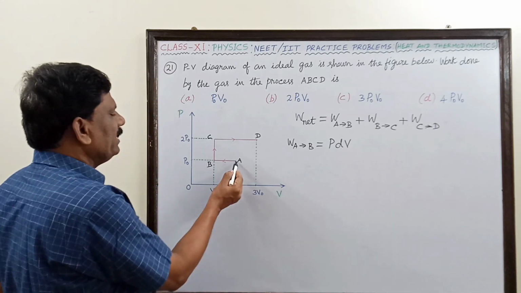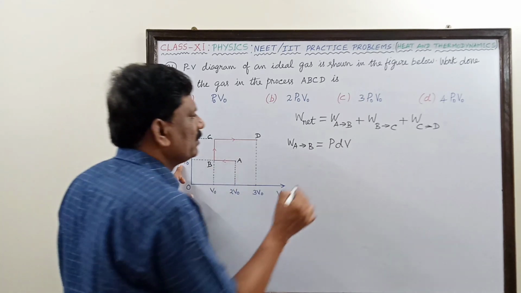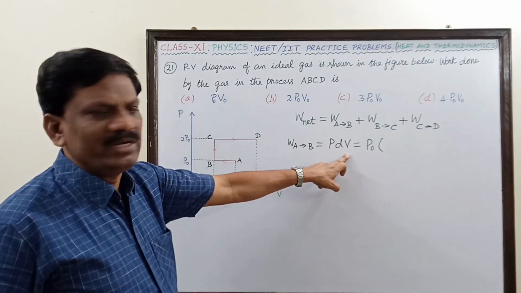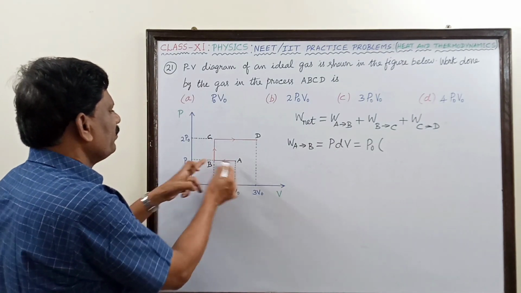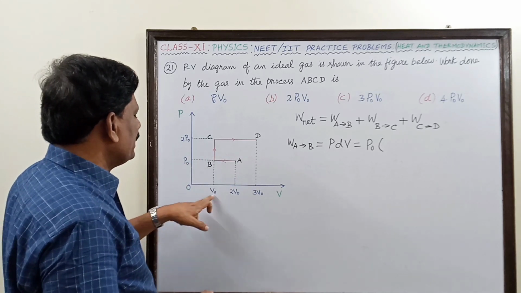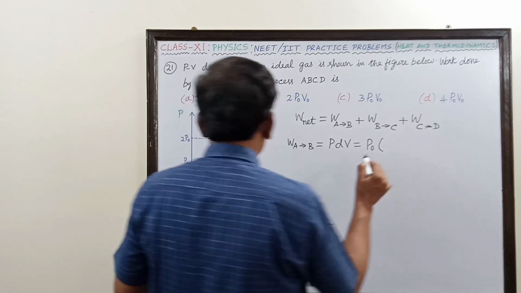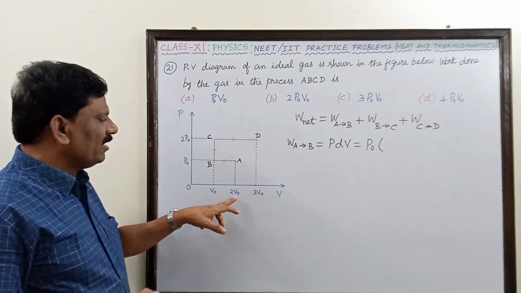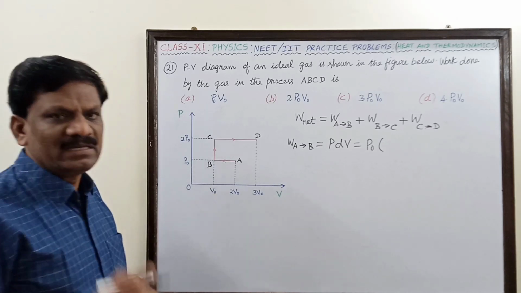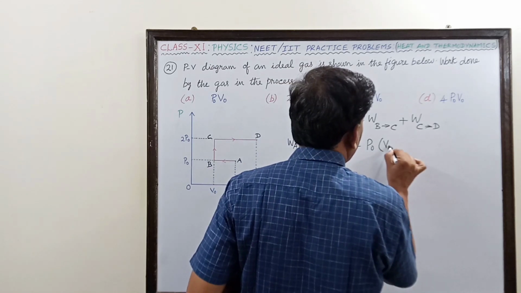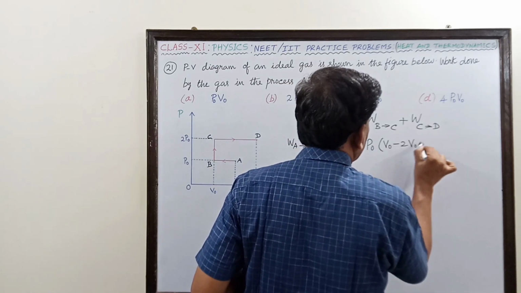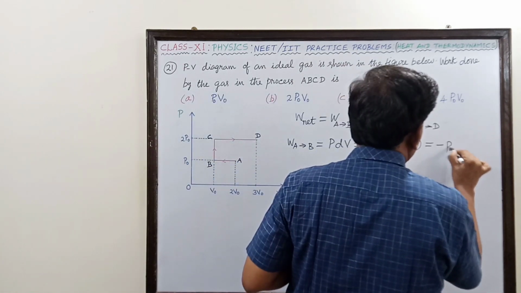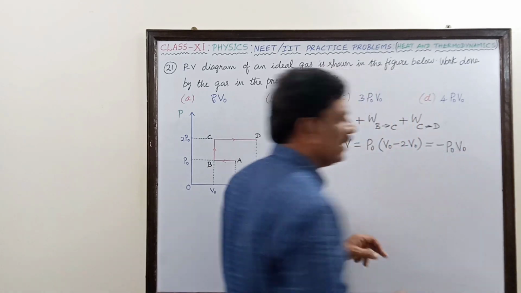From A to B, the pressure is P0. So this is equal to P0 into dV, where dV is the change in volume from A to B. The change in volume should be the final volume minus the initial volume. So the final volume V0 minus 2V0 is minus V0. Therefore this is minus P0 into V0. The work done is negative.